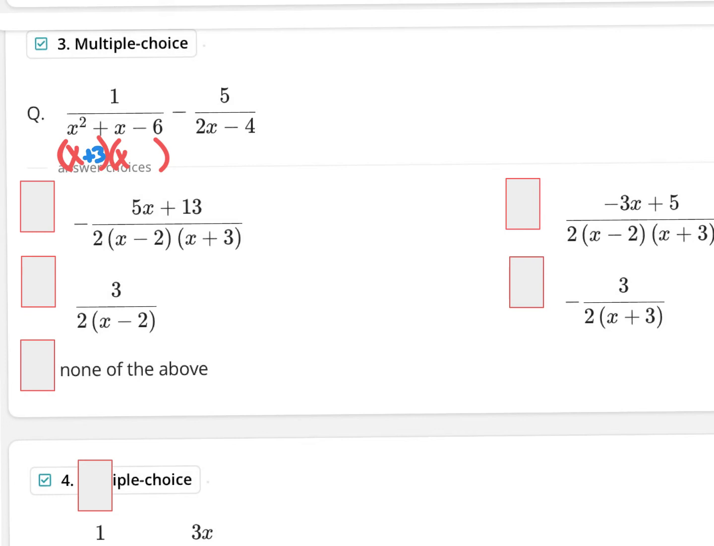Positive 3 and negative 2. Isn't that right? 3 times negative 2 is negative 6. And if you add it together, it really does give you a positive 1. Okay? So we factored the first denominator. Let's factor the second denominator. What could I pull out on the second denominator? A 2.